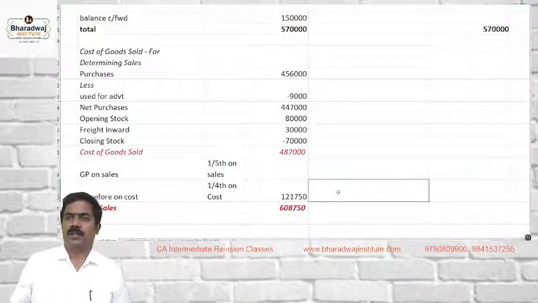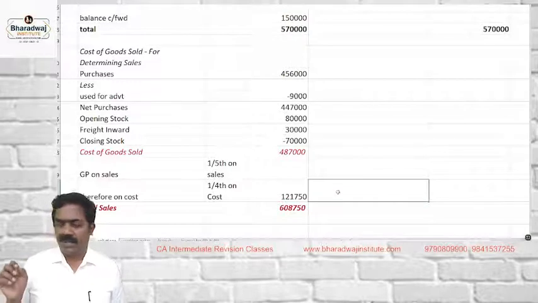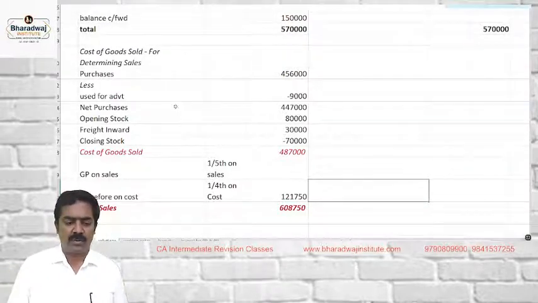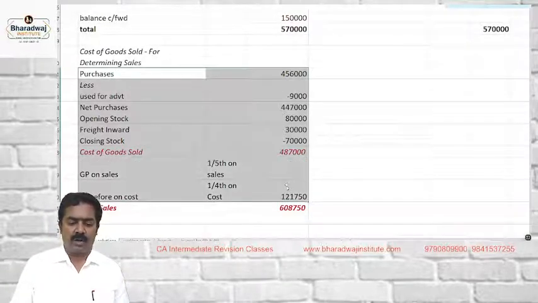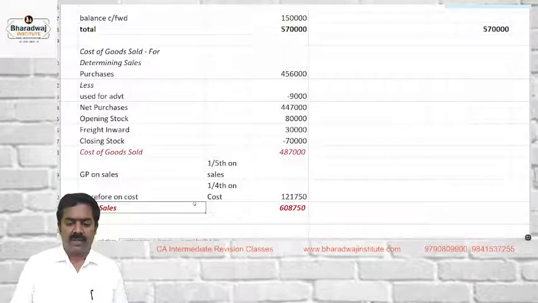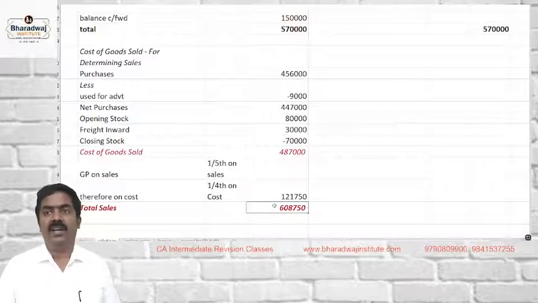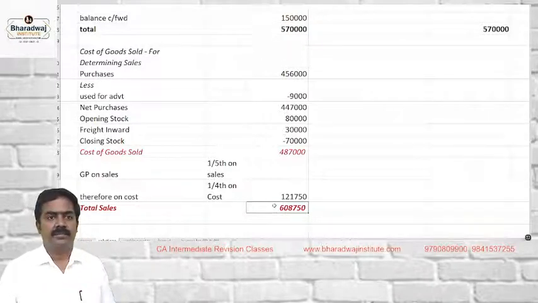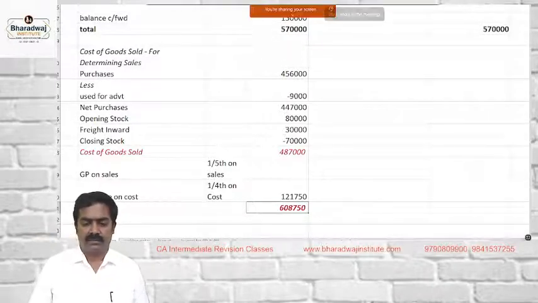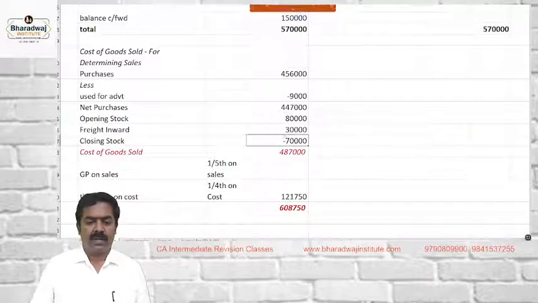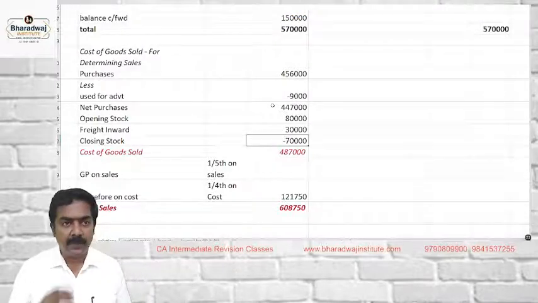So we prepare creditors account to get purchases. Then we worked out cost of goods sold, add profit on cost, we get total sales. Are we given cash sales separately? No.